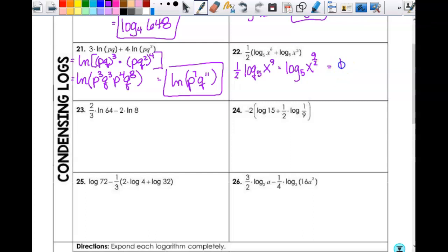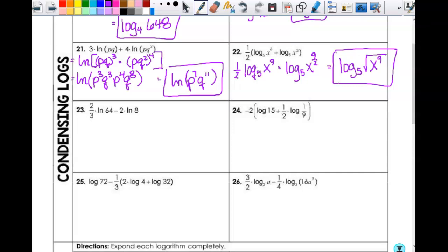How else can I write x to the 9/2? Oh my God, not 4.5. Square root of x to the 9th, yes. Have you ever changed a fractional exponent to a decimal? No. This is what it would look like right here. What questions do we have? Anything?